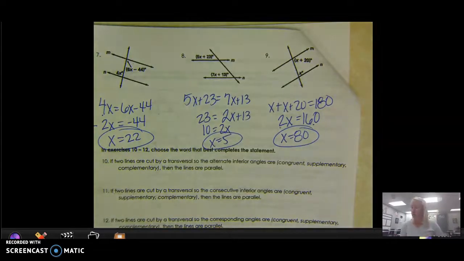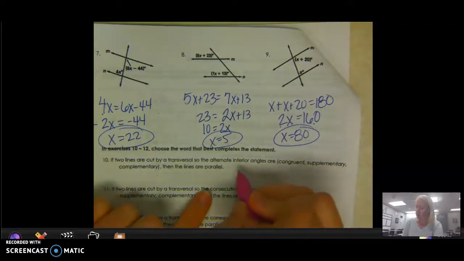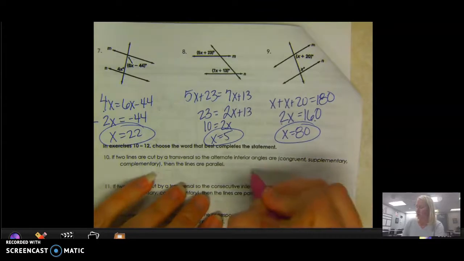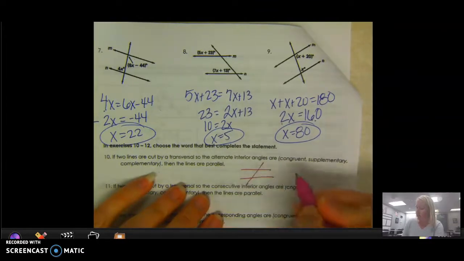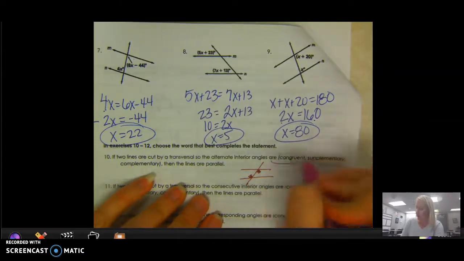Okay, choose the word that best completes the statement. If two lines are cut by a transversal so that alternate interior angles are blank, then the lines are parallel. So if I have two lines cut by a transversal, alternate interior angles are blank, then the lines are parallel. Well, they would have to be congruent. They're equal to one another.